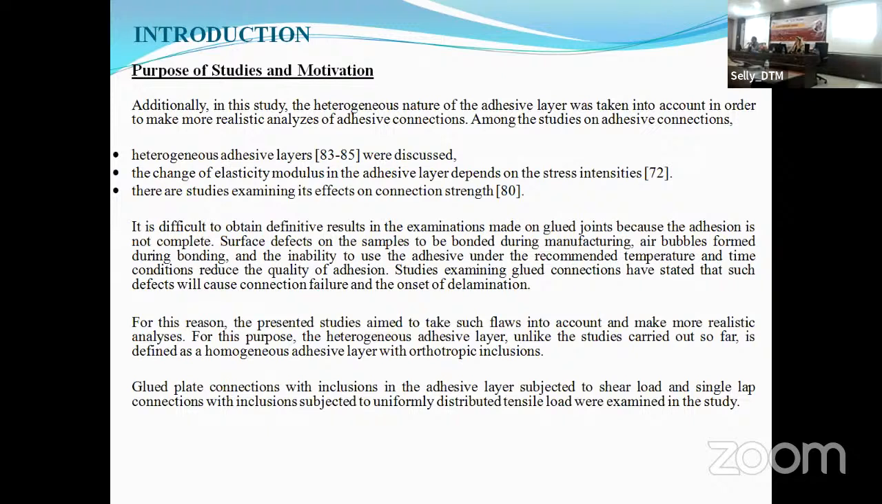Additionally, we consider the adhesive layer as heterogeneous. What does it mean? Heterogeneous layers are discussed in the literature, and in this problem, the change in the elastic modulus of the adhesive depends on the stress intensity. So these are studies examining the connection stress. When subjected to tensile or shear loading, it is important to consider the heterogeneous adhesive behavior.